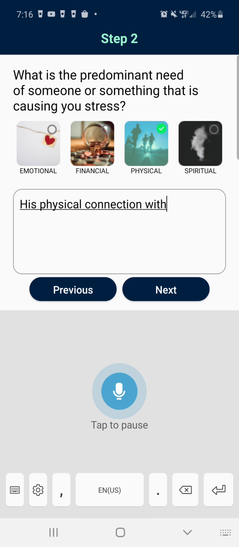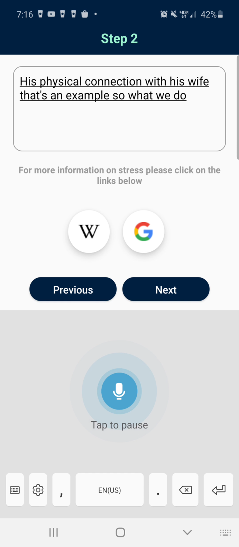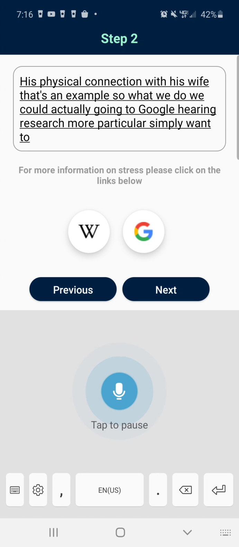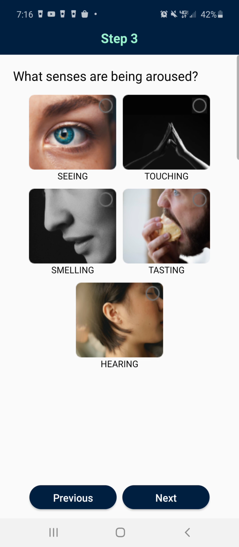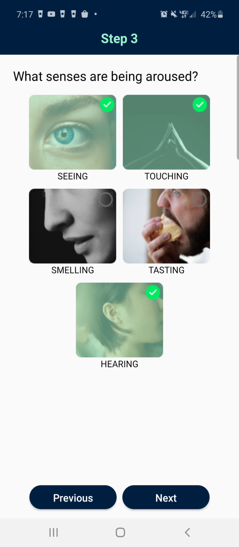That's an example. We can actually go into Google here and research more particulars if we want to, but that's enough for now. We're going to go to the next phase right here. The next step is what senses are being aroused. Your senses perceive the needs that are causing you stress. So what senses are being aroused? Well, we see it, we hear it, these things are going on, maybe touch, loss of touch. So he misses his wife on these different levels.